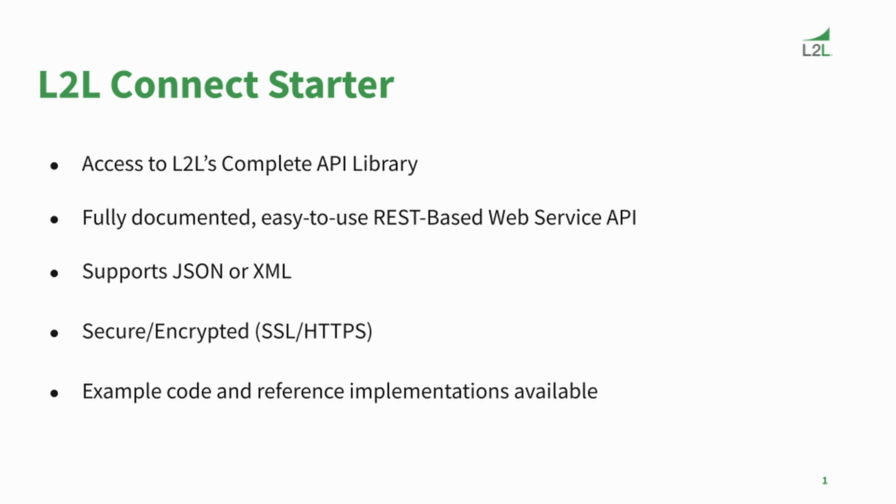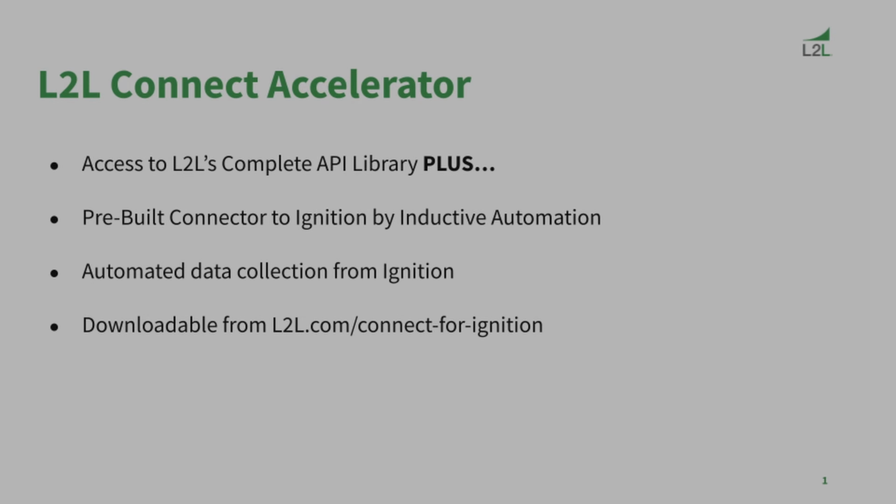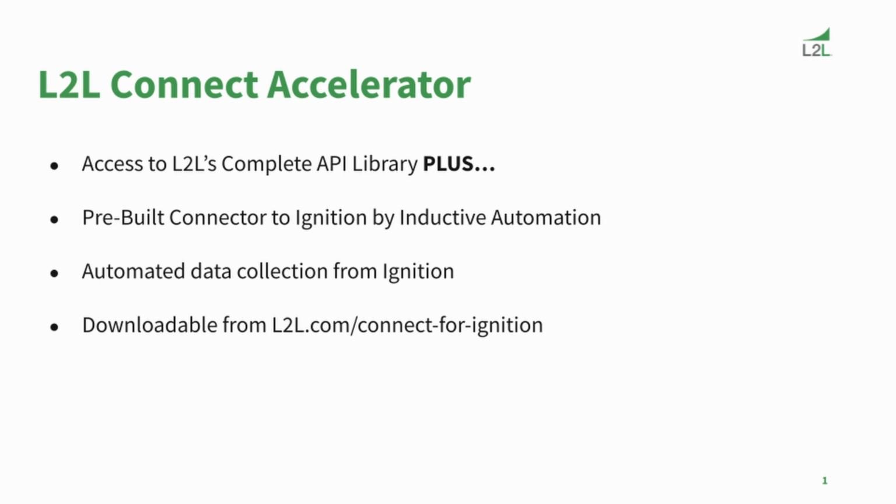Our starter solution consists of L2L's Open API library, which allows you to make integrations with your ERP, MES, QMS, and other software systems within your factory. Our second L2L Connect offering includes the Open API library access, but also has a pre-built connector to Inductive Automation's Ignition module. This way, if you already have an Ignition deployment, you can very easily integrate with L2L Connect without all the time and hassle it takes to build the integration yourself.